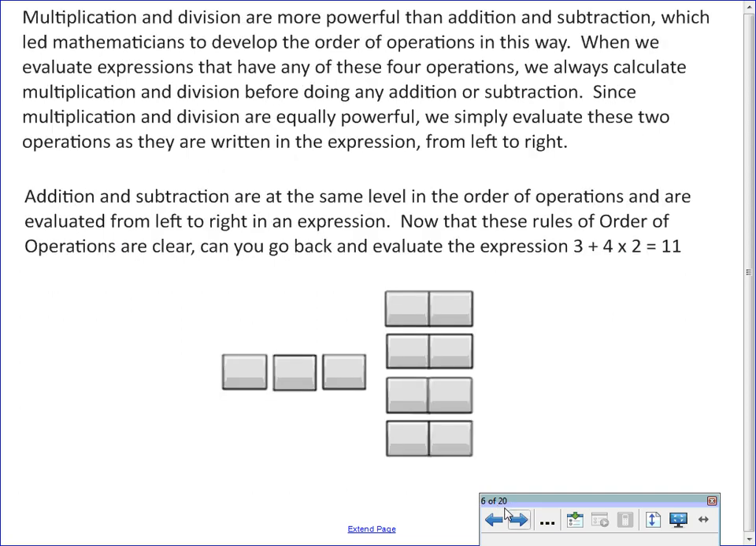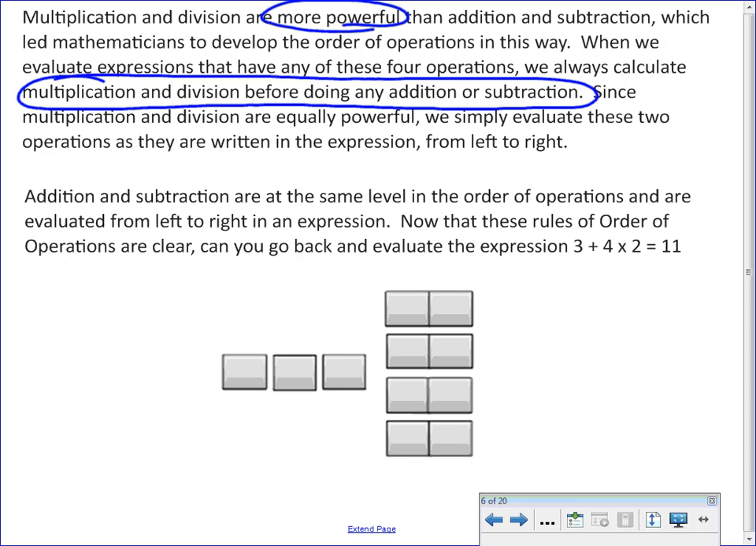Okay. So because multiplication and division are more powerful than addition and subtraction, that's what led mathematicians to come up with that order of operations. So when we evaluate expressions that have any of these 4 operations, we always calculate multiplication and division before doing any addition and subtraction. So that's why we got different answers.